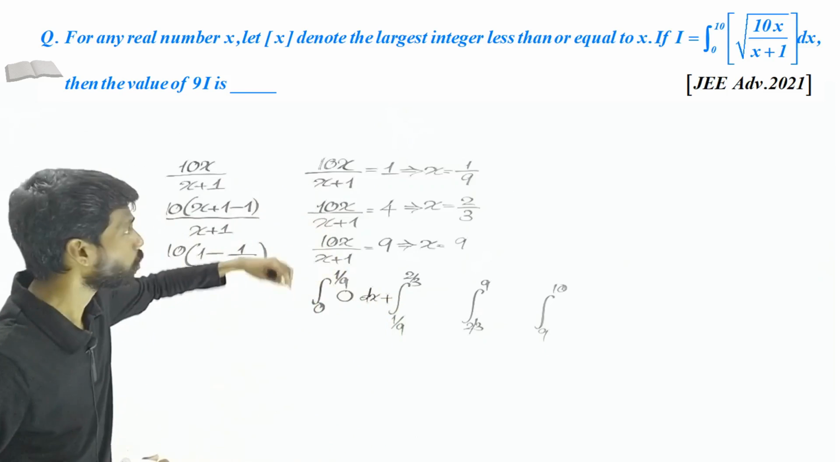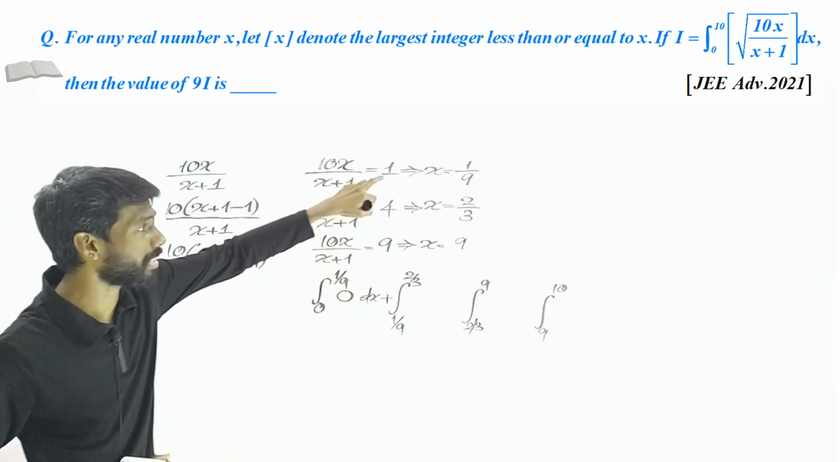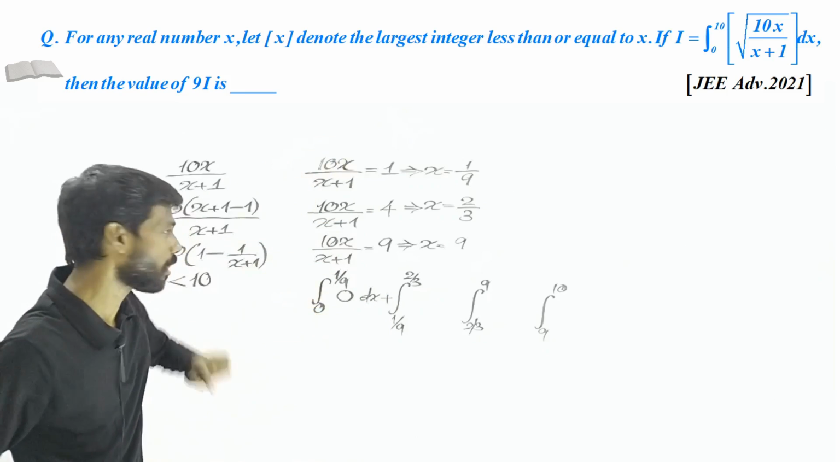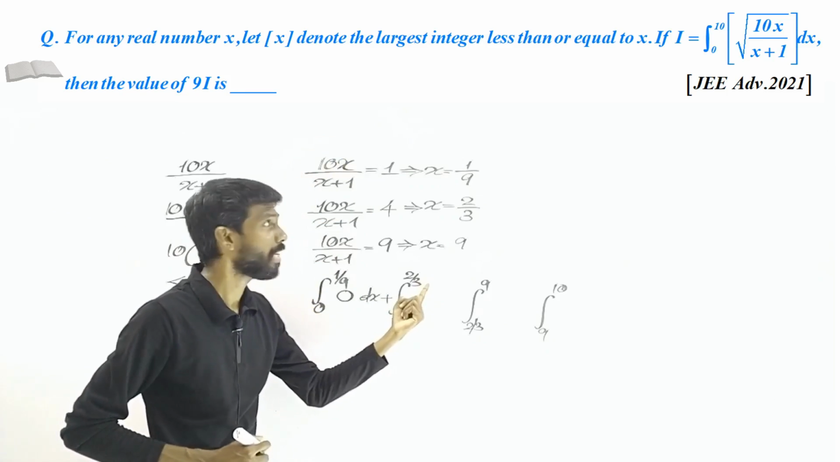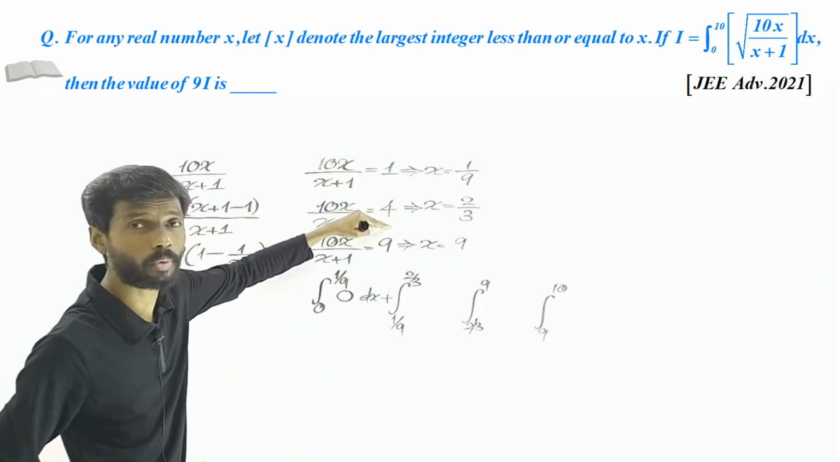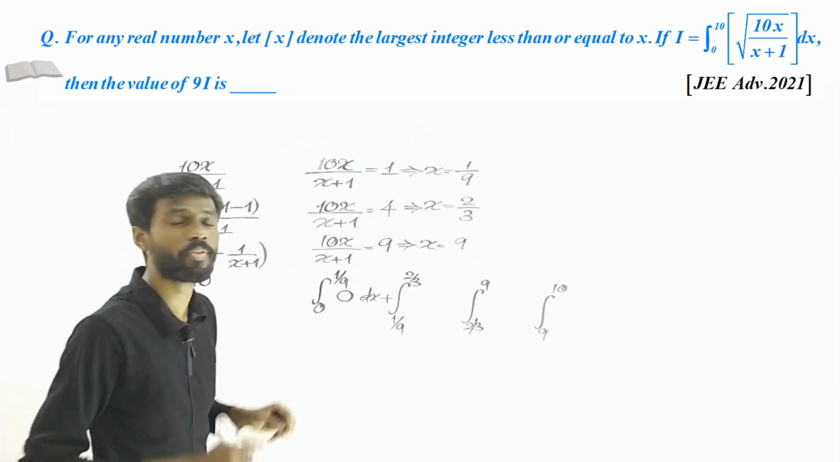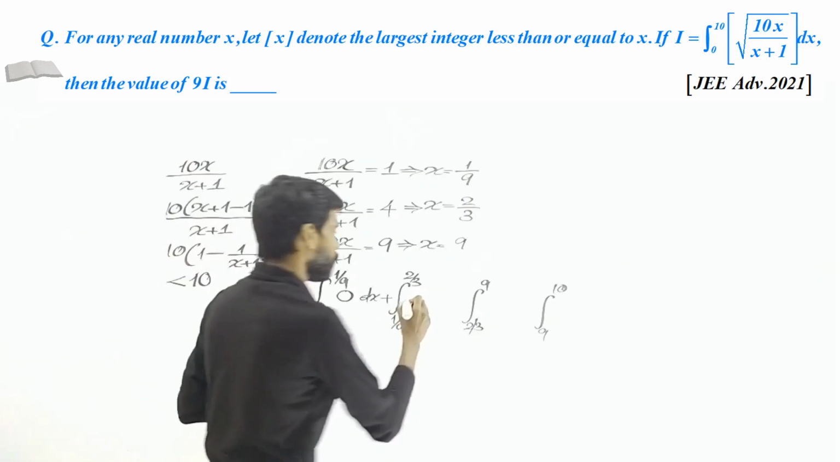Less than 1/9, so this is less than 1. At 1/9 it is exactly equal to 1, and the function is increasing, so below that the integer part is 0. From 1/9 to 2/3, this value is greater than 1 but less than 4, which means the square root of that is between 1 and 2. The number is between 1 and 2, so the integer part is simply 1.